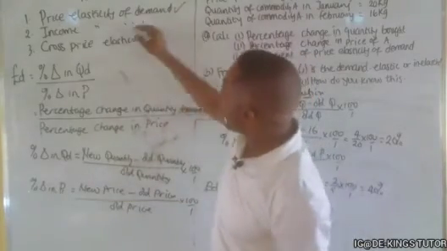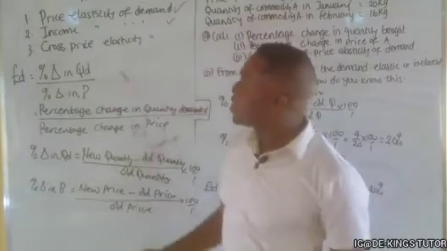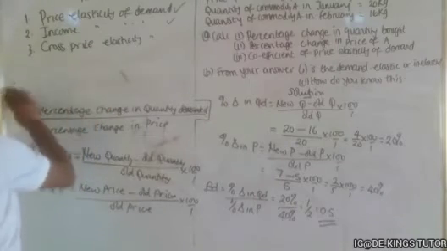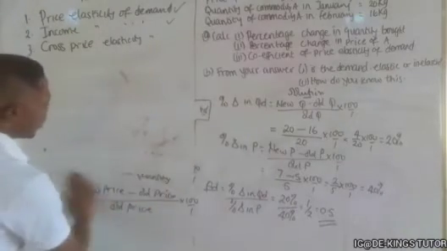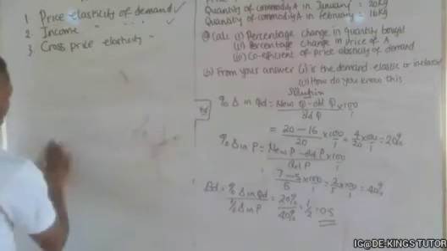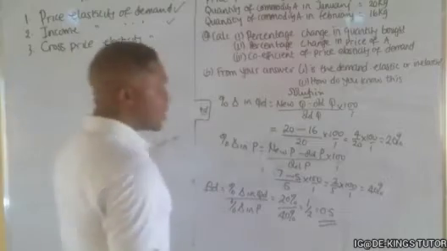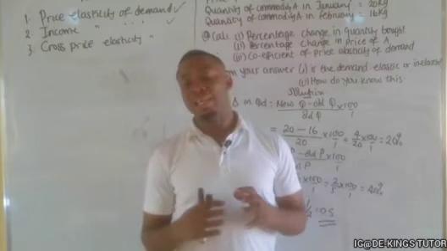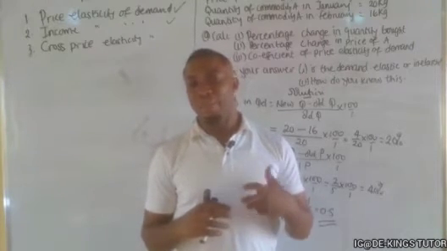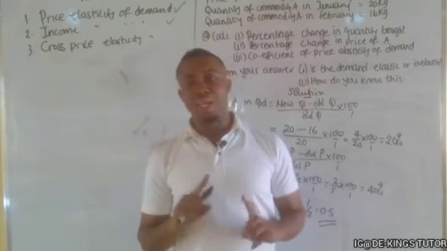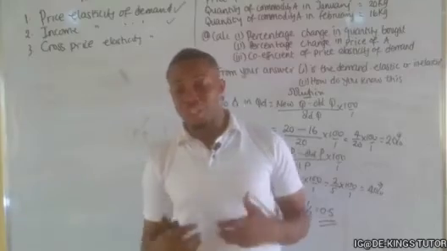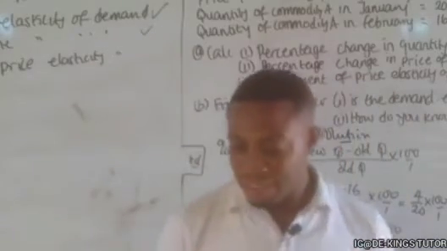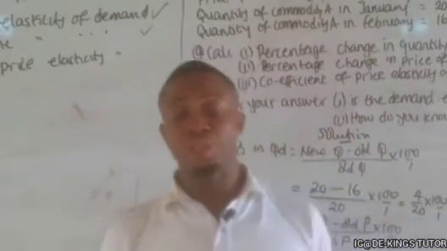Now let's see the second one, the income elasticity of demand. Now what's the income elasticity of demand? Now the income elasticity of demand is the degree of responsiveness of demand to changes in the income of the consumer. Now, it tends to look at how consumers react to their purchase of an item when there's a change in their income. Okay? How do they react to this? So that is what income elasticity of demand is: the degree of responsiveness of demand to the change in the income of the consumer.